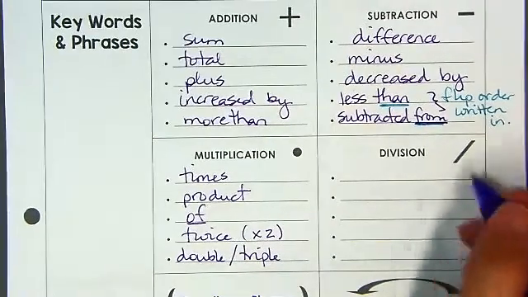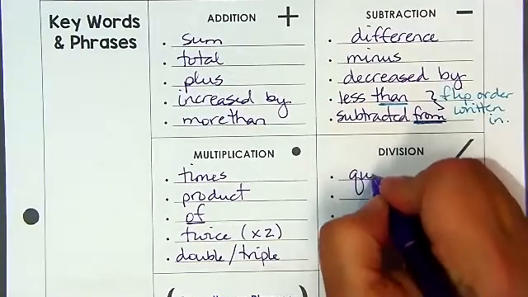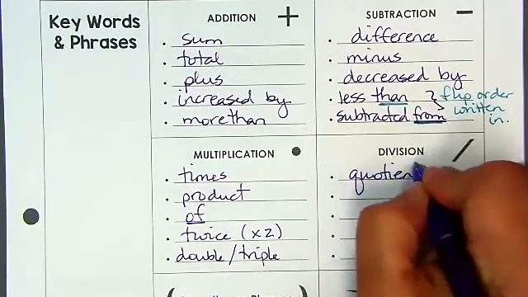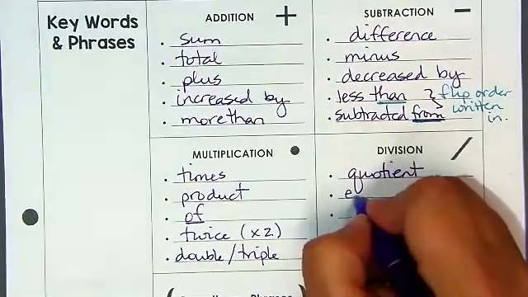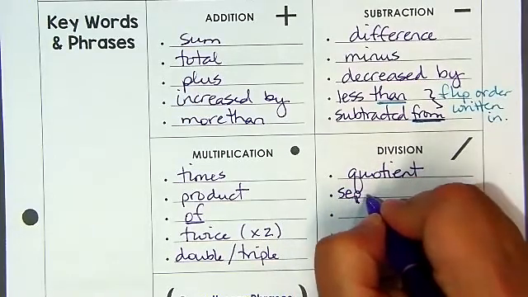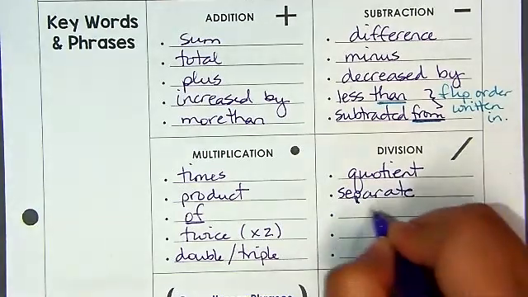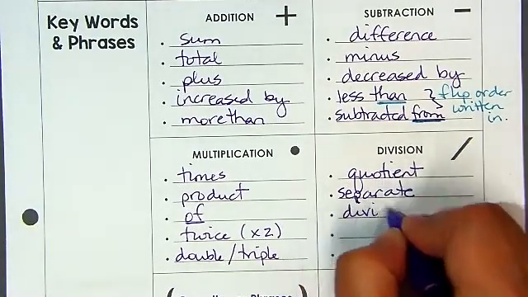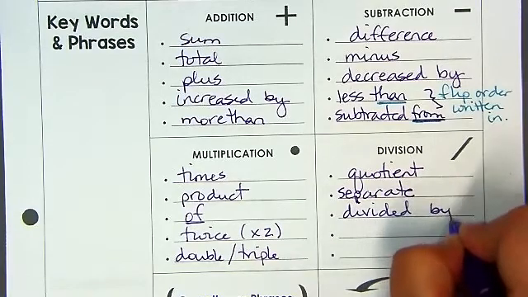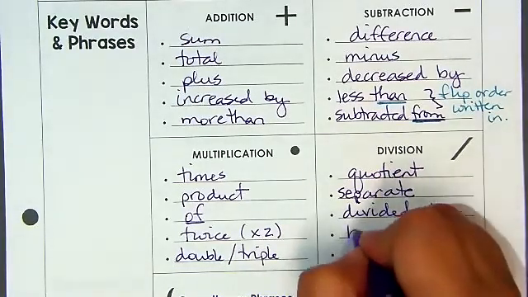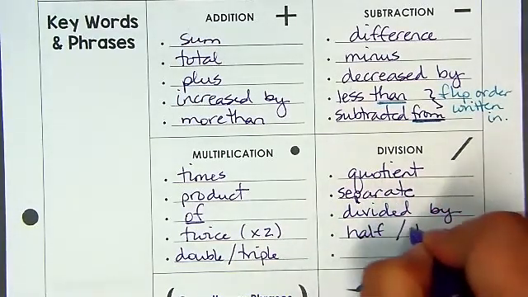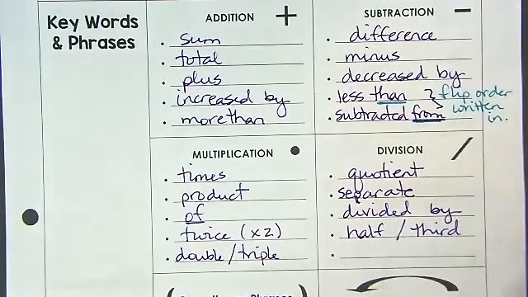For division, keywords are quotient, separate, I always spell this word wrong, separate, divided by, half, or third, or quarters. Any of those types of words kind of can tell you that, okay? Or how many times it'll go into it, those kind of words.